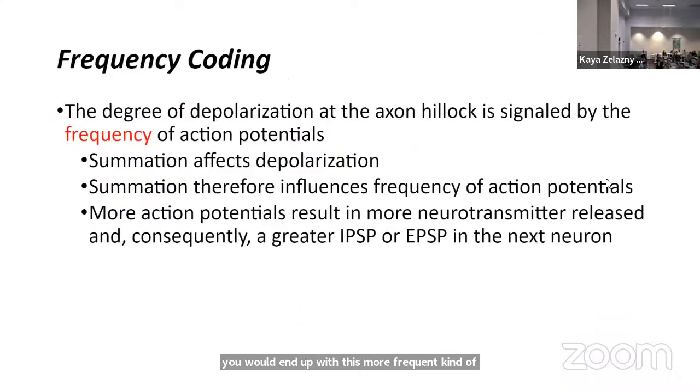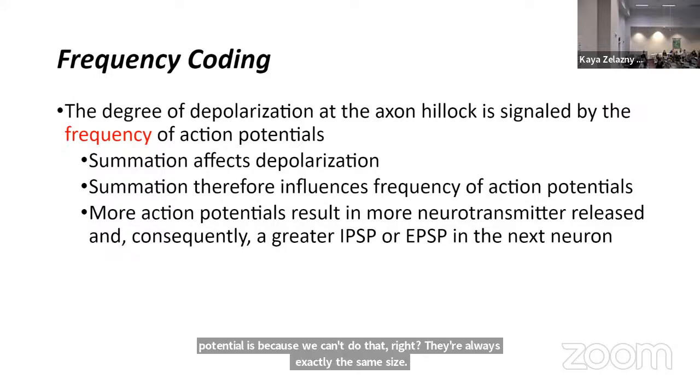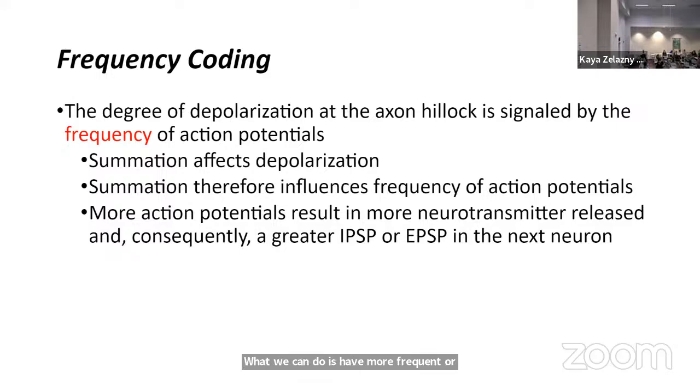So basically the way that we give a bigger signal to a cell in our system, rather than being able to change how big an action potential is, because we can't do that, right? They're always exactly the same size. What we can do is have more frequent or less frequent action potentials. More frequent ones means a bigger signal for the next cell, ultimately, because we have more neurotransmitter.